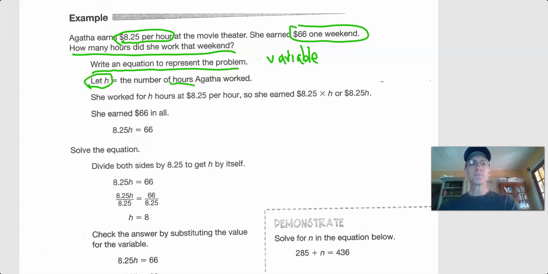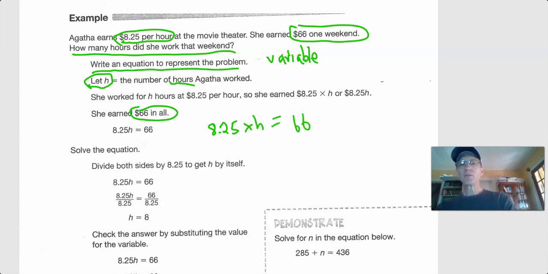Makes sense, right? Okay. So just come down here and look. It says the equation would be that she would have, and we also know she made $66 overall. So here's your equation. You've got $8.25 per hour, so that's times h. And altogether, she made $66.